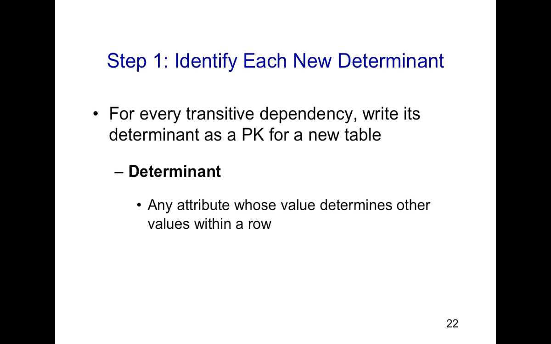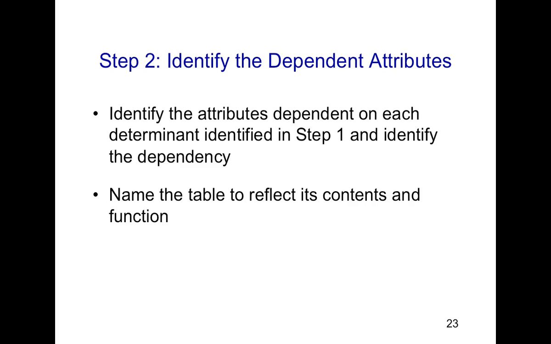And then the determinant, by definition, is like a candidate key: any attribute whose value determines another value within the row. Like the project number is going to give us the project name, or the project code type is going to give us the cost per hour. And then we're going to identify the attributes that belong with that determinant.